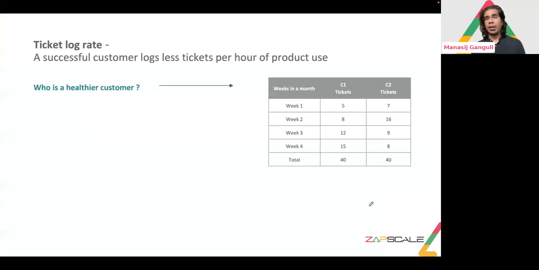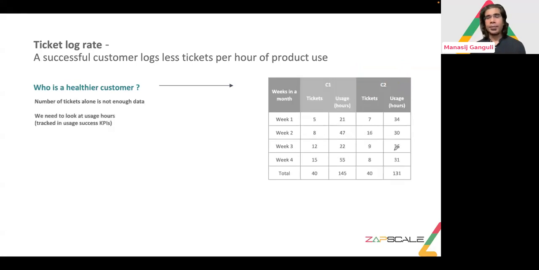Let me take an example and give it to you. Imagine you have 2 customers, C1 and C2. Over the last 4 weeks, they have both logged 40 tickets in total. You can see the week-on-week number of tickets logged here, but they have both logged exactly 40 tickets. Now, some people will argue that they are equally good and equally bad. Assume all the tickets here are of similar priority. Now, I would say that that's not correct. We must always see that these 40 tickets are raised on the base of hours of usage.